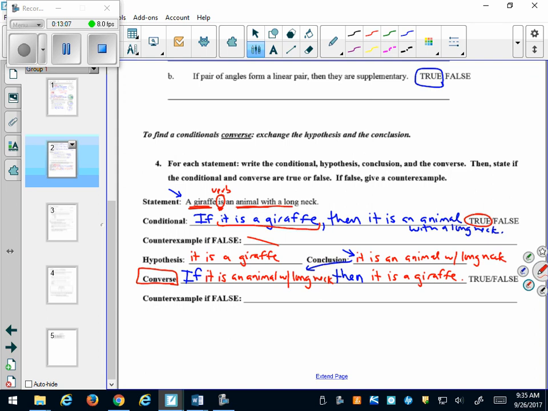Now, is the converse true or false? That's actually going to be false. Because there are other things that have a long neck, other animals, right? So maybe we'll say goose. A goose is an animal with a long neck, so that can be my counterexample.